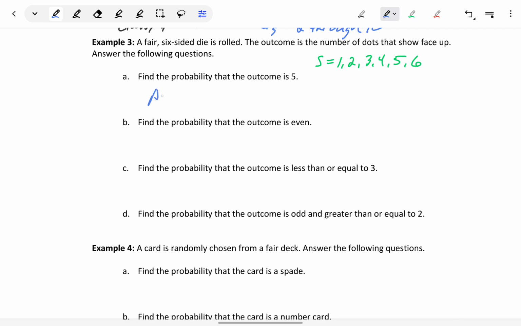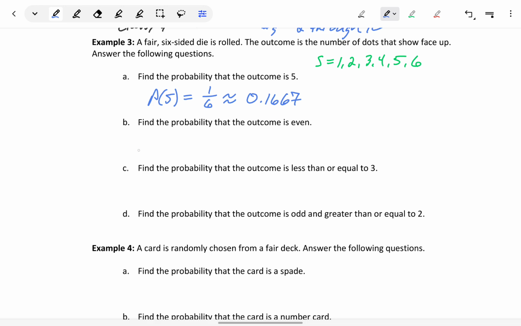So what we're looking to calculate is P of 5, or the probability that a 5 occurs. There's only one way for a 5 to occur out of our 6 total possible outcomes, which is approximately 0.1667.